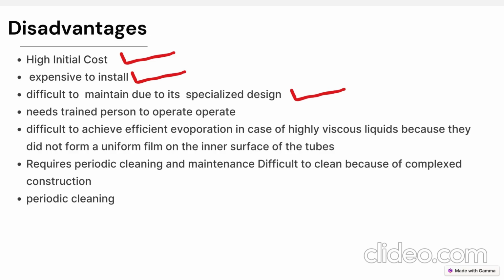And the next one is that it needs a trained person to operate the equipment. So we require a trained person to operate the equipment. It is not possible for everyone to operate it. The next one is that it is difficult to achieve efficient evaporation in case of highly viscous liquids. So if the sample is highly viscous, then it is not suitable for this equipment, because it does not form a uniform film on the inner surface of the tubes.